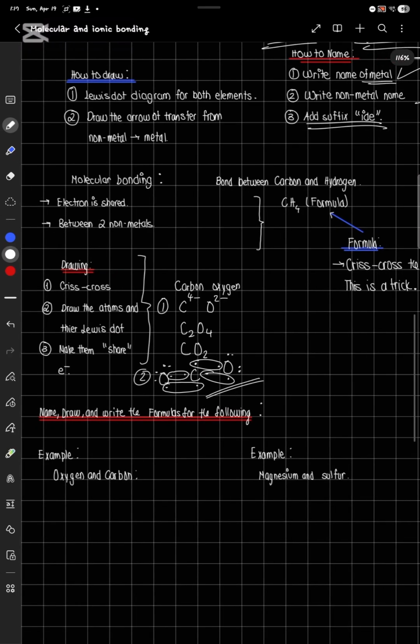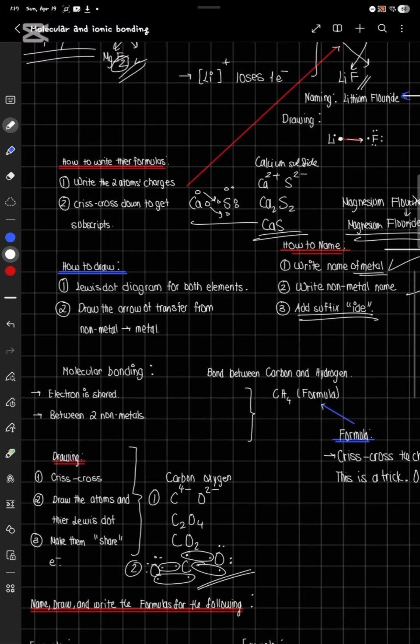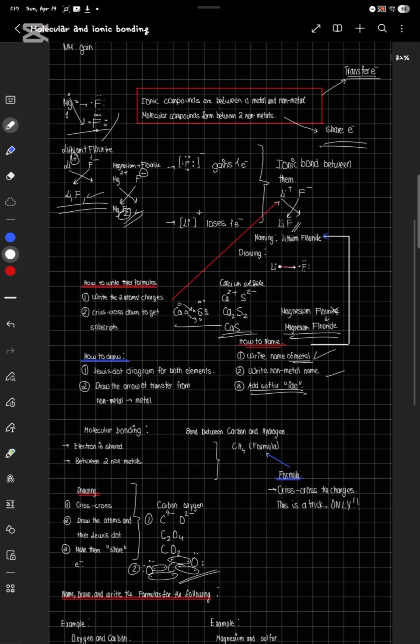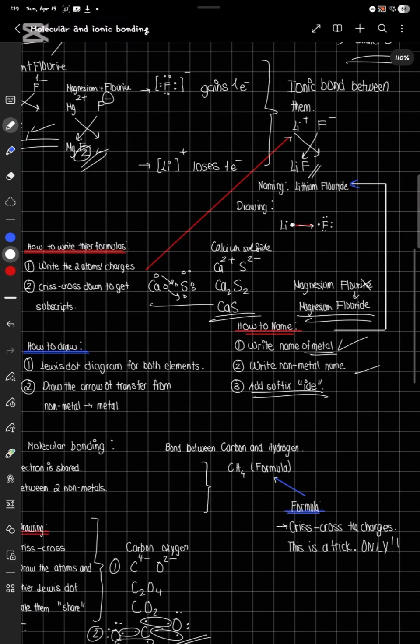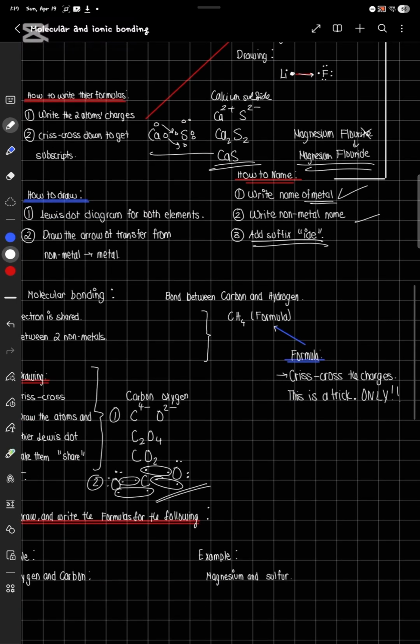Okay, so easy. Just first get the formula, and then you use that to draw your Lewis dots. For both ionic and molecular, it is very simple. Get the formula first, and then you draw based off that, and then you draw either the transfer or the sharing based off that. Alright.